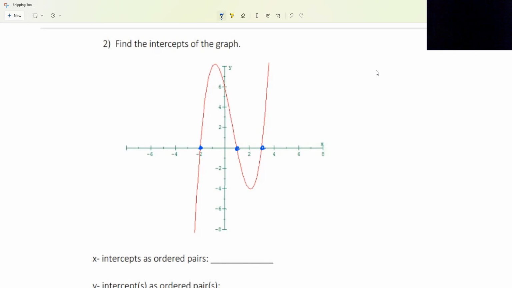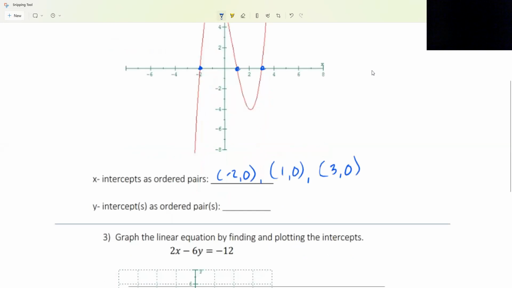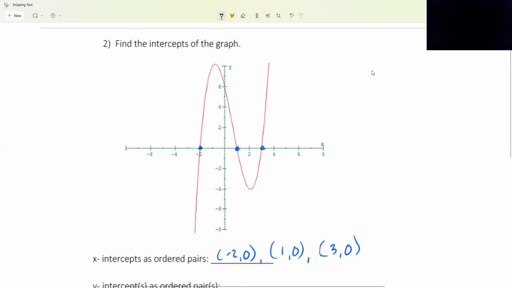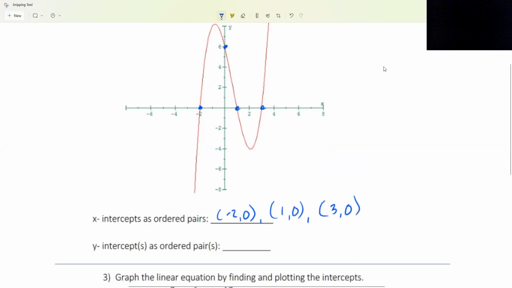When you go to write those, you'd say this first point here is -2 and 0. The second point here is going to be 1 and 0. And the third point here is going to be 3 and 0. So you've got 3 x-intercepts there. Now, the y-intercept is right here. There x is 0, and it's crossing right there at 6. So there you go, and you're done.